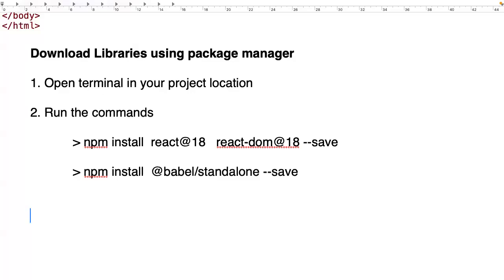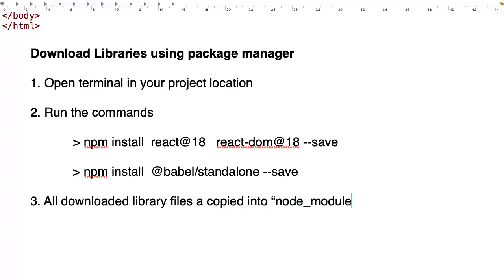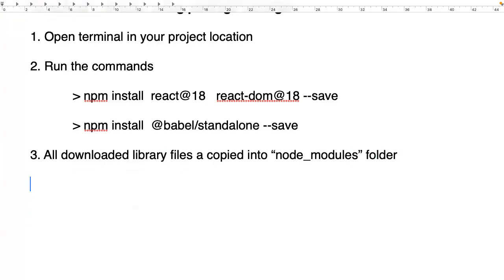What it will do: the first time it will connect with the internet and download the libraries. Next time onwards, you don't need any internet. Now, where are the downloaded libraries present? All downloaded library files are copied into the node_modules folder. A new folder is created in your project by the name node_modules. In that folder, all these files are kept.